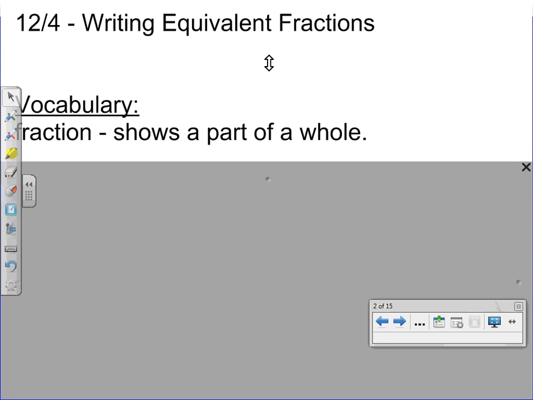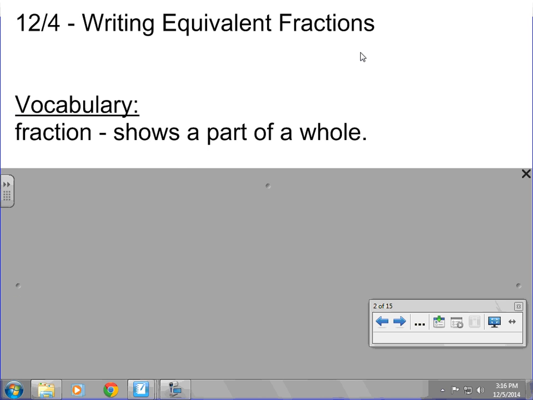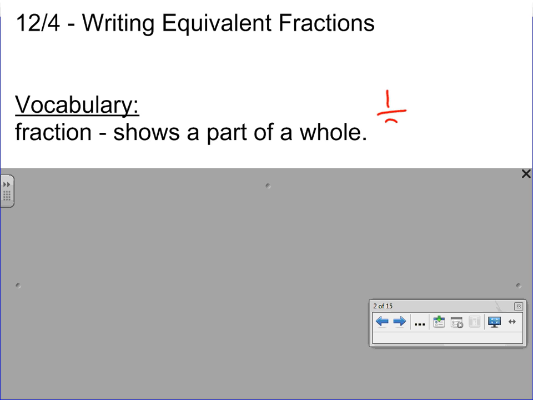The first vocabulary term I have is a fraction. The fraction just is pretty simple. It's just a way to show the part of a whole. It's a ratio that shows the parts of a whole. We usually write them a number on top of another number. So for example, 1/2 or 3/5.